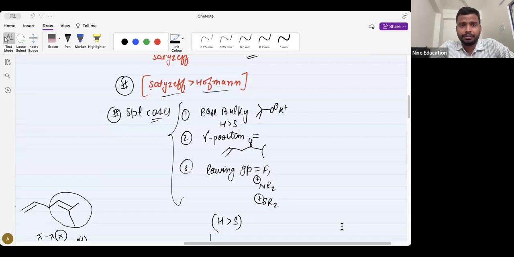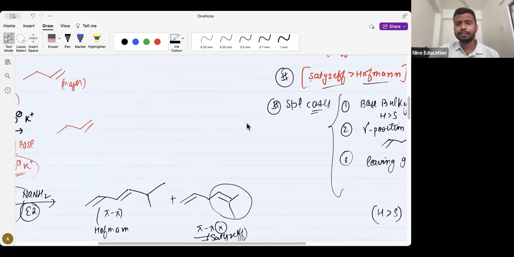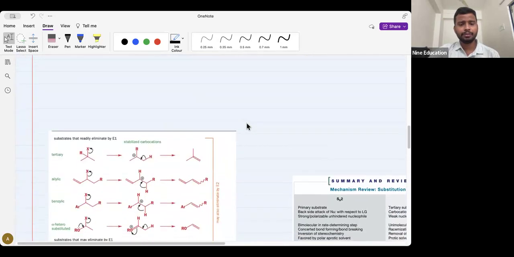Right, beta? Write yes or no in the chat box if you understood this thing, only these simple things. Yes beta, only for double bonds Hoffman and Saytzeff. Yeah beta, did you understand? Okay, should we shift to the next thing? Don't worry beta, you will get these notes.